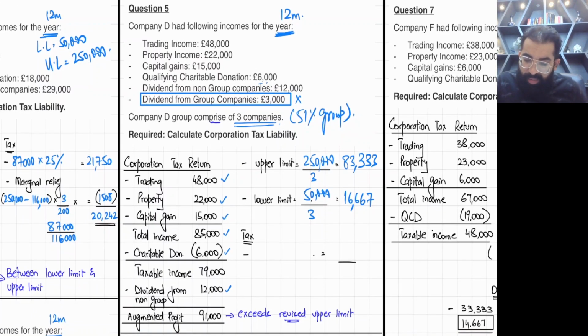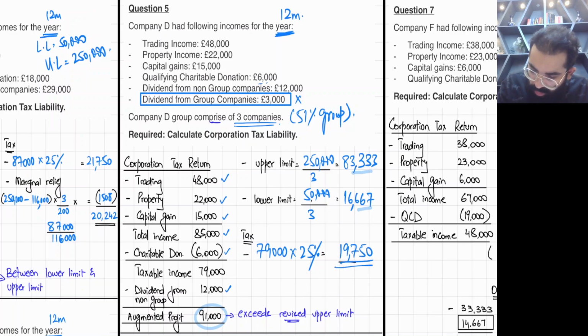So now my dear student, let's decide the tax rate first. This is your augmented profit. Listen, and now compare augmented profit with the revised limit. So this 91,000 is more than 16,667, as well as 83,333. That means it is greater than the upper limit as well. So you need to use the flat tax rate of 25%, and there is no marginal relief available, because your augmented profits are more than the upper limit. So now this will be 79,000 times 25%, which is 19,750. Okay, so this is the answer. So from this question we have started apportioning the limits.